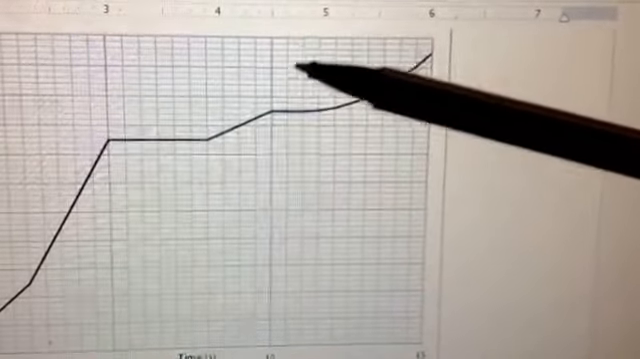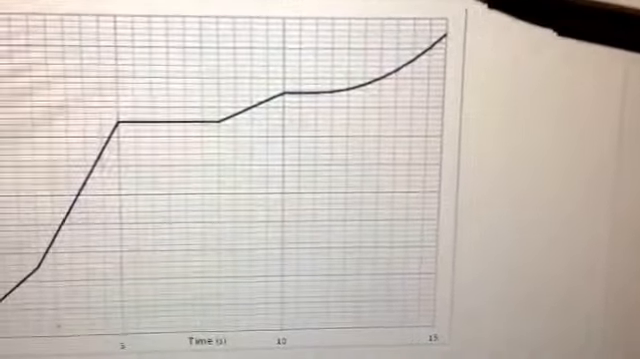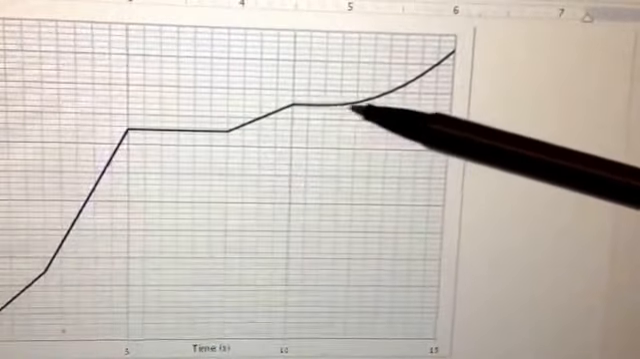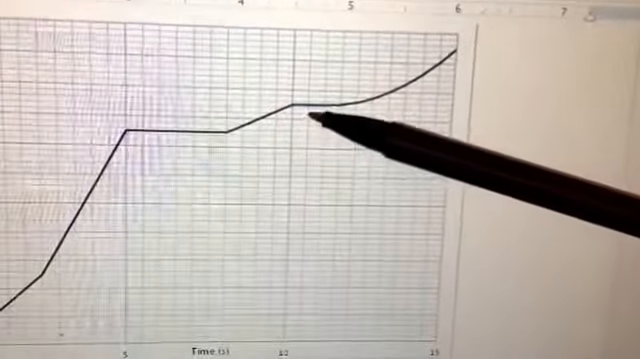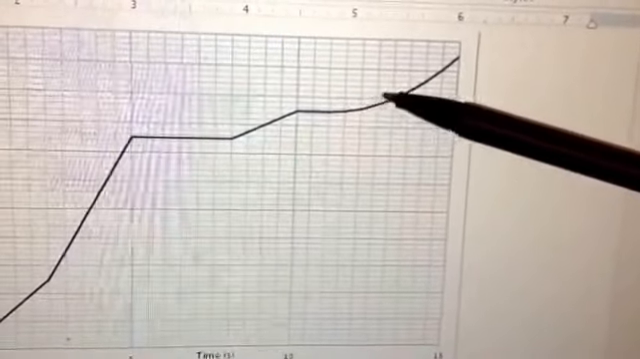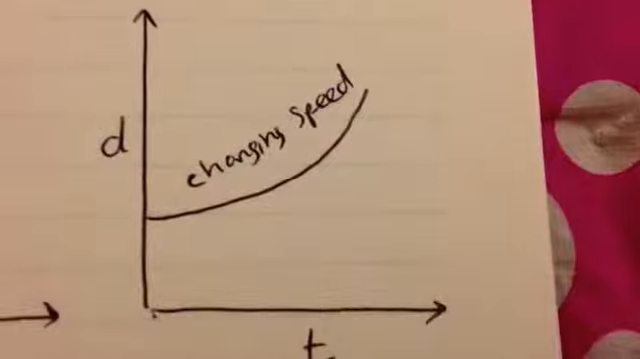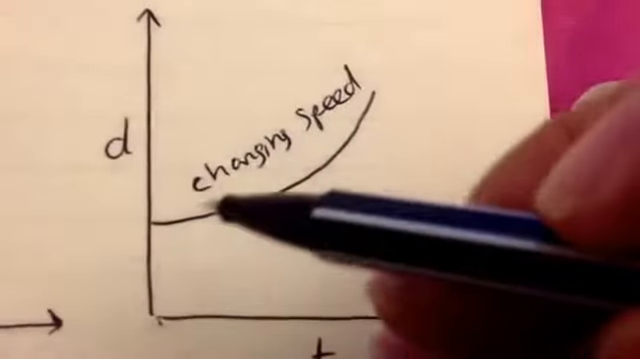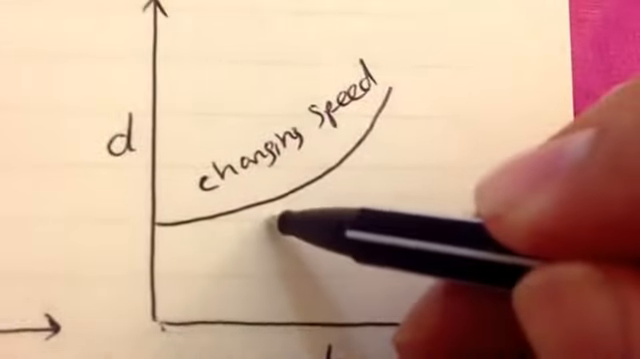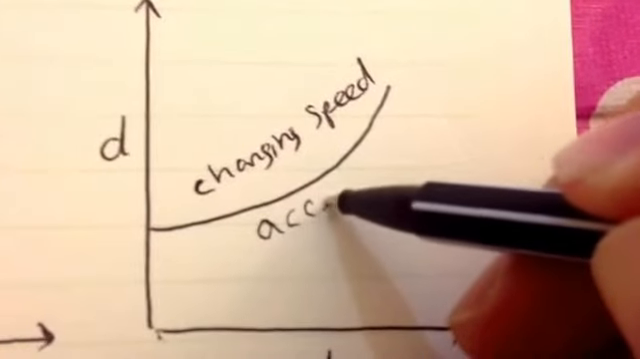Finally, if we look at the last part of the distance time graph, we have this funny, not straight line, it's a curve. This is saying about the speed. The speed is changing. And a changing speed is also known as acceleration.